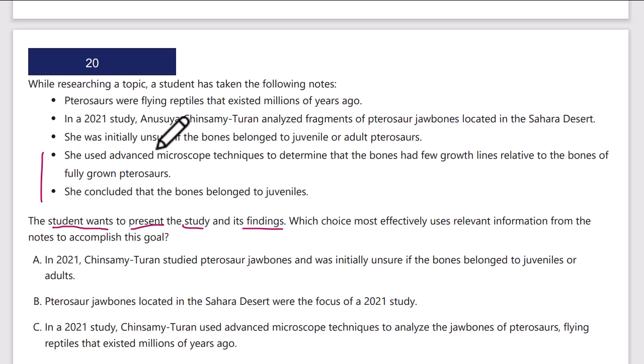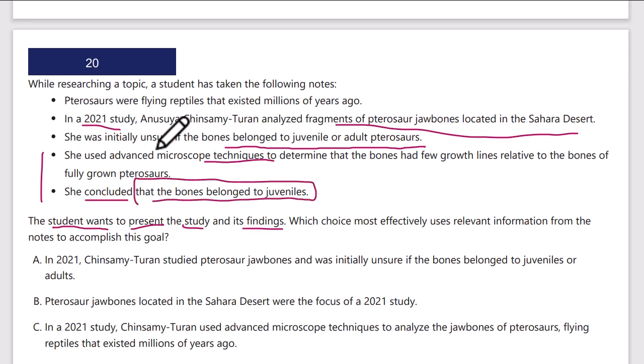Pterosaurs were flying reptiles that existed millions of years ago. The study in 2021 analyzed fragments of their jaw bones in the Sahara. She was initially unsure if the bones belonged to juveniles or adults, so they analyzed pterosaur jaw bones to check. The method was to use microscope techniques, and she concluded, this is the finding, that the bones belong to juveniles. So in 2021, there was a study to check pterosaur jaw bones to see if they were adults or juveniles. The result was they were juveniles.